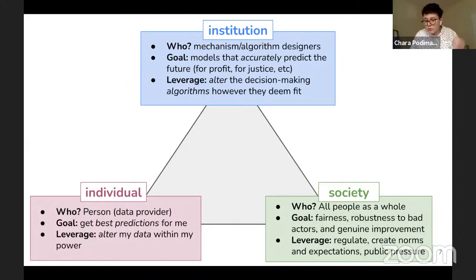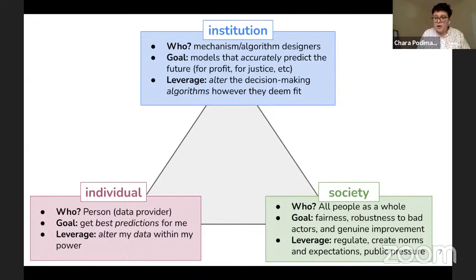the robustness to bad actors means that we wouldn't want, as a society, a person to try to quote unquote fool the bank, like lie and gain something out of it. That's what we mean by robustness to bad actors. But we also want genuine improvement, meaning we want to help the individuals who are applying for loans actually become better as a result of their efforts to be qualified, judged as qualified by this algorithm.